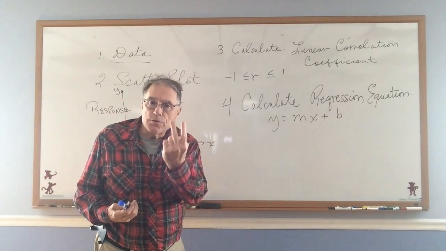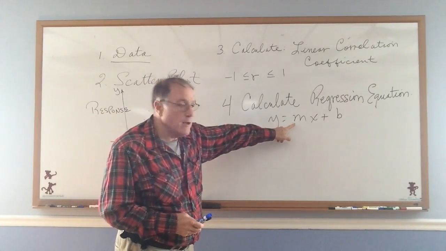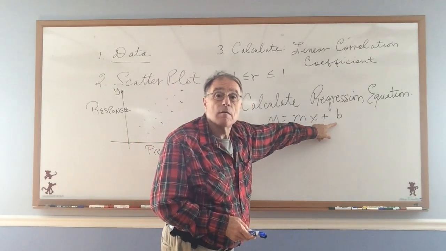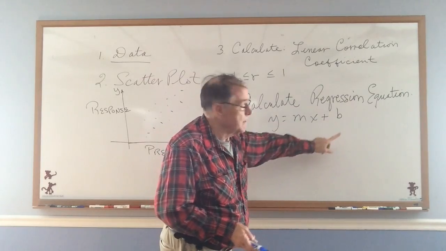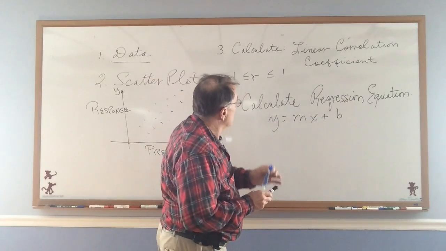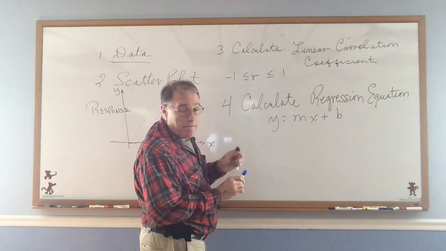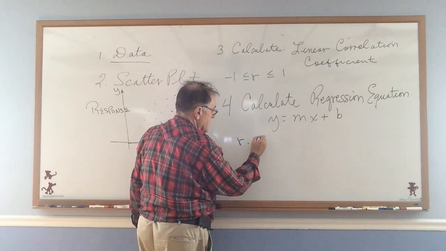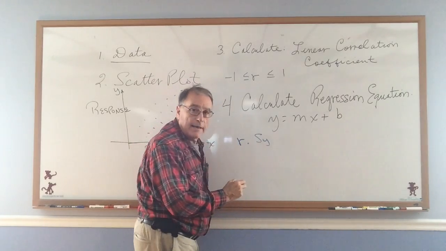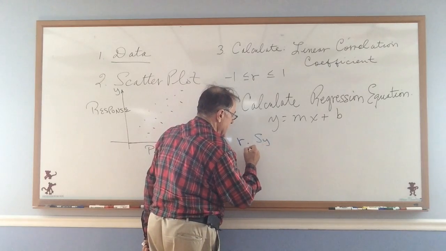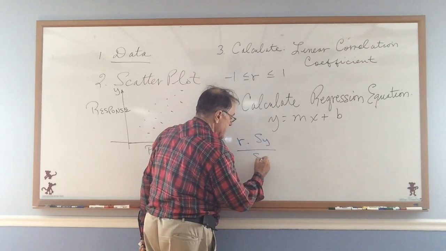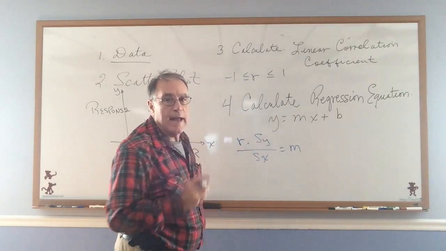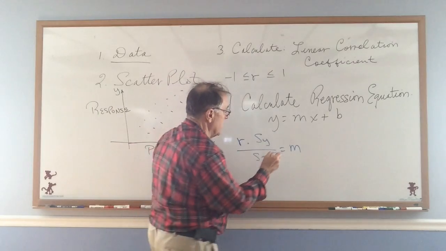I need two values. I need a value for the slope of the regression line and a value for the y-intercept, b. To find m, I'm going to take the value I found for r, and I'll multiply that times the standard deviation of y and divide that by the standard deviation of x. And that gives me my value for m. I now know m.